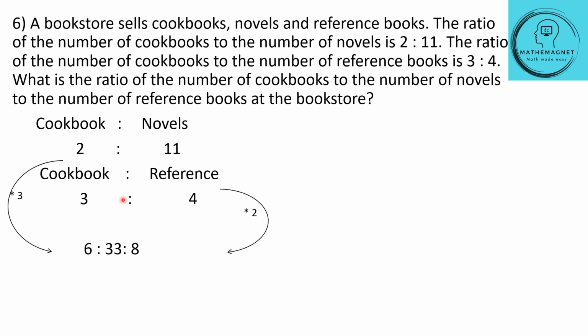If you do that, cookbooks will become 6, novel will become 33, and reference will become 8. This 2 into 3 and 3 into 2 is the same, which is 6. Novel, we are multiplying this entire ratio by 3, so 11 into 3 becomes 33, and this ratio we are multiplying by 2, so it becomes 4 into 2, which is 8. So the final ratio will be 6 is to 33 is to 8.